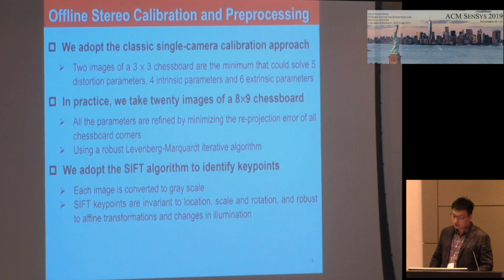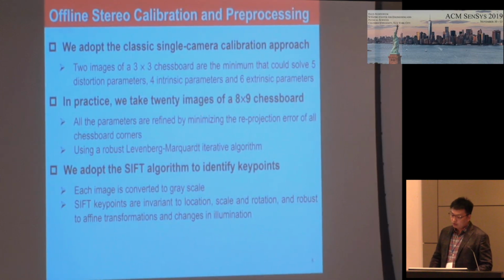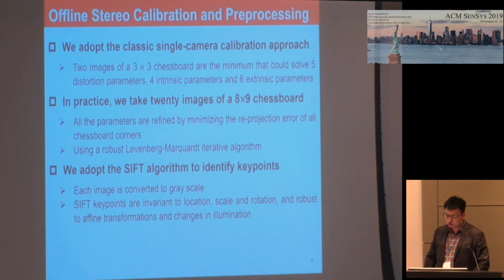For the stereo calibration, we adopt the classic single camera calibration approach. In practice, we use an 8x9 chessboard and take 20 images. We also adopted the SIFT algorithm to identify key points.